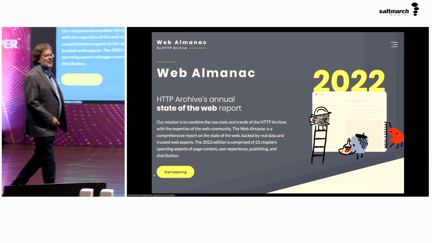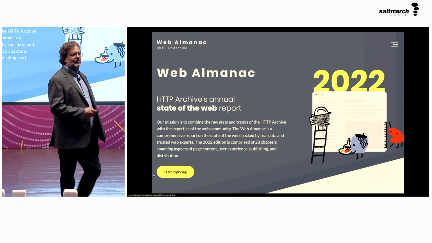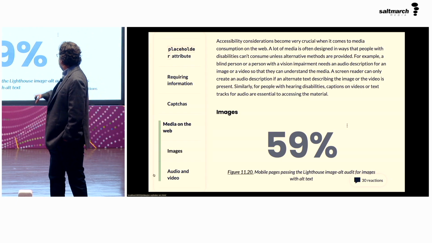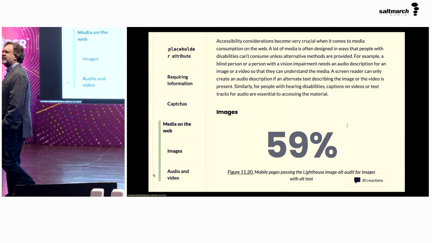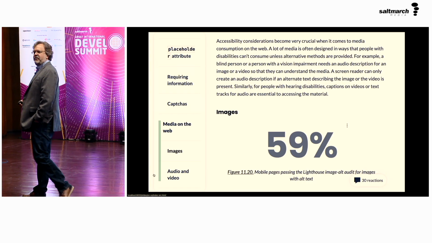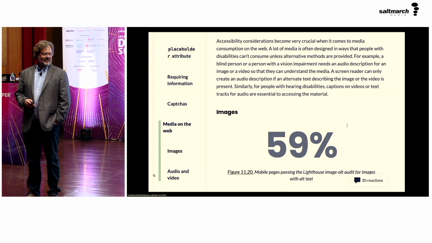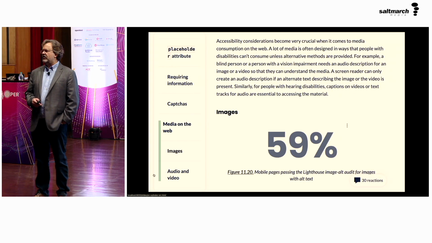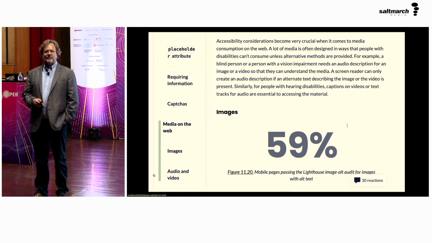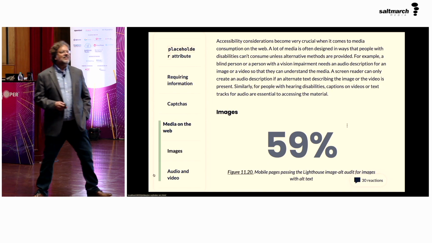So our good friends, the Web Almanac. I told you, 8.5 million websites, we go looking around, finding interesting statistics. Just over half of all web pages that have an image in them use alt text. Only 59% of the images on the web have alt text associated with them. We've had 30 years to get this right. How long is it going to take?